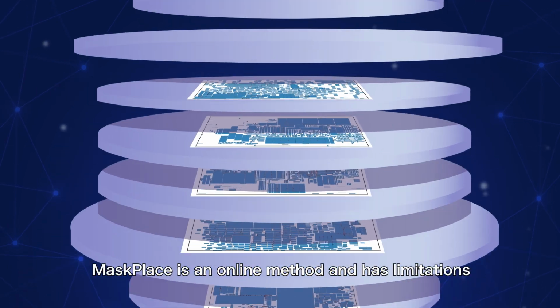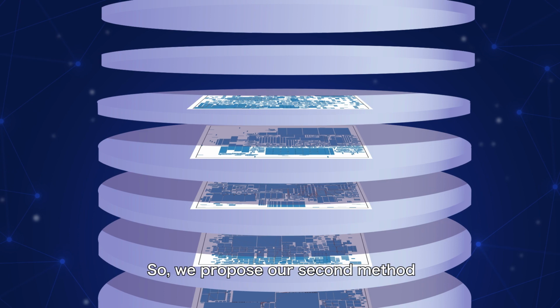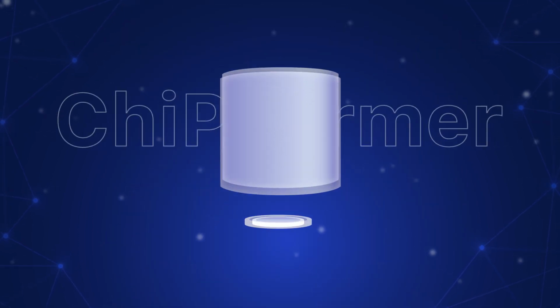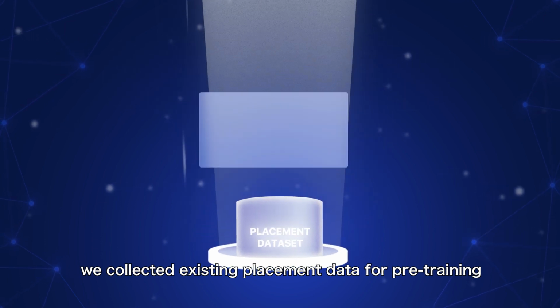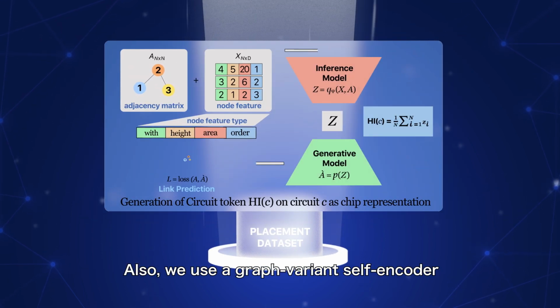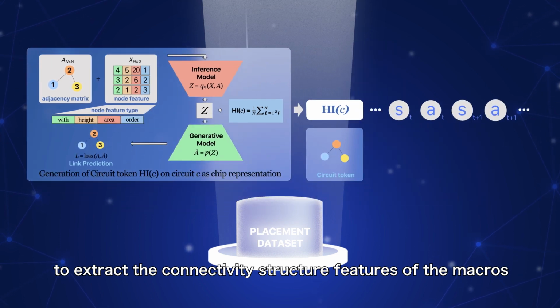MaskPlace is an online method and has limitations. So, we propose our second method, ChipFormer. We collected existing placement data for pre-training. Also, we use a graph variational autoencoder to extract the connectivity structure features of the macros.